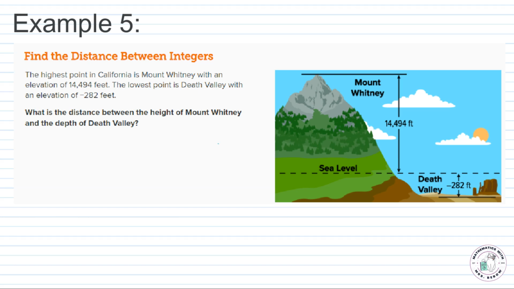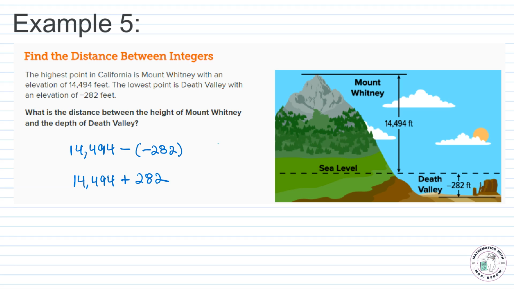So again, we're just going to do our high value minus our low value. So we're going to do 14,494 minus a -282. So the trick again is to keep change. So we're going to keep the 14,494. We're going to change subtraction to addition and change -282 to its opposite, which would be +282. So I don't really need the parentheses anymore. And then we just add these two values like normal.